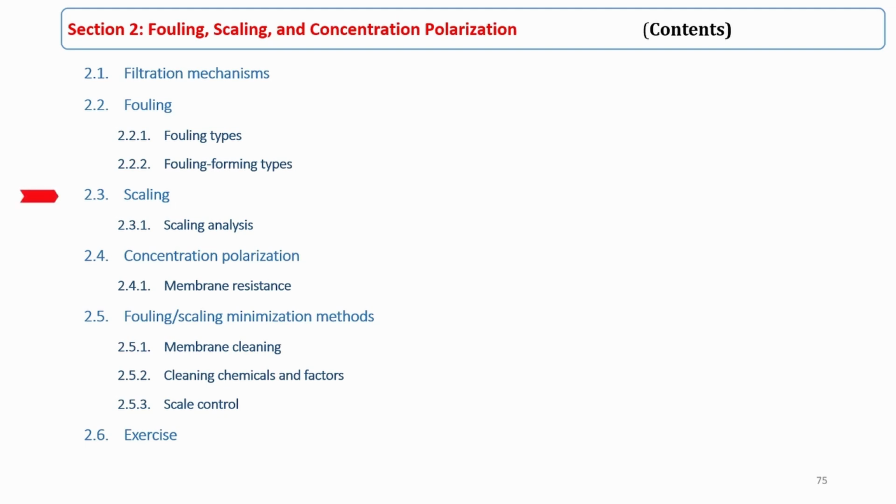For the scaling problem, we discuss the cells that form a scale and how to determine the compounds that have scale potential, and scaling analysis. In this section, we also have concentration polarization that is related to reverse osmosis and the filtration resistances on the membrane surface. Fouling and scaling minimization methods such as membrane cleaning, cleaning chemicals and factors, and scale control will be discussed, and in the end, an exercise is presented.